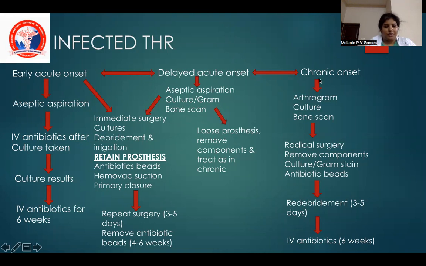In the case of chronic sepsis, an arthrogram can be done, along with multiple cultures and a bone scan. Based on that, a radical surgery can be done where we remove the components, and culture and gram staining can be sent, and antibiotic beads are placed. After 3 to 5 days, a debridement can be done based on the culture sensitivity. Parenteral antibiotic therapy can be started for 6 weeks.